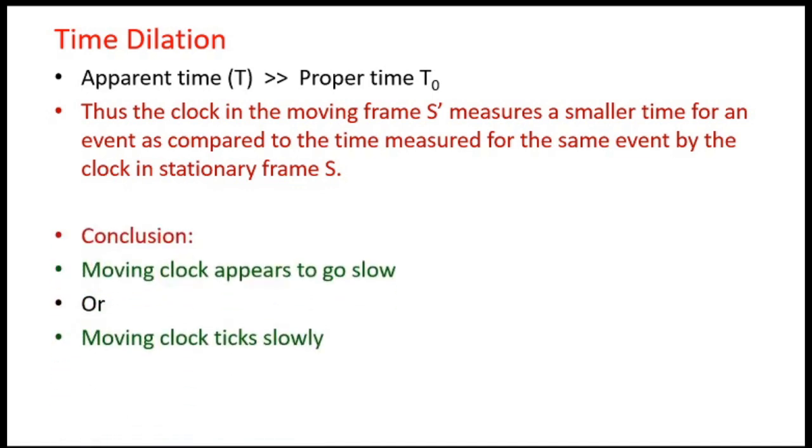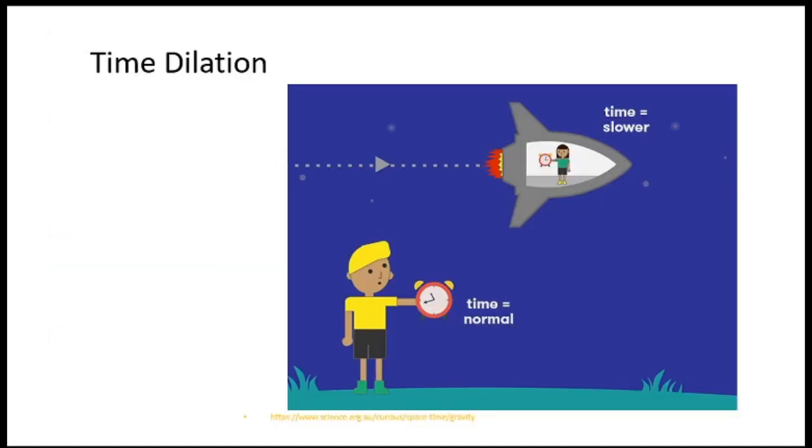Therefore, we can conclude that the moving clock appears to go slow, or the moving clock ticks slowly. This is the consequence of time dilation in relativity. So now this is an example. Suppose a person is going in this rocket, and the clock in the rocket, since the rocket is moving, is also assumed to be moving, and this is a person on the earth, who is stationary.